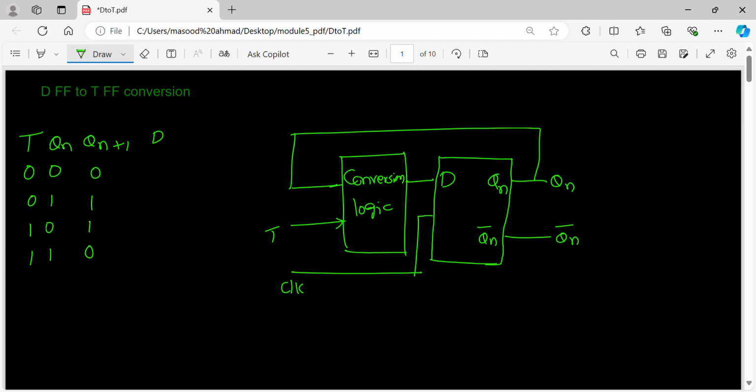So your output will be D, which is nothing but Qn plus 1, in a D flip-flop where Qn plus 1 doesn't depend on Qn. So Qn plus 1 is nothing but D, a delay flip-flop. Now if you look at it, D is a function of what exactly? This is the output, and this is the input with respect to the conversion logic. So these are the inputs I have. I want the expression for D, but D is a function of T and Qn.